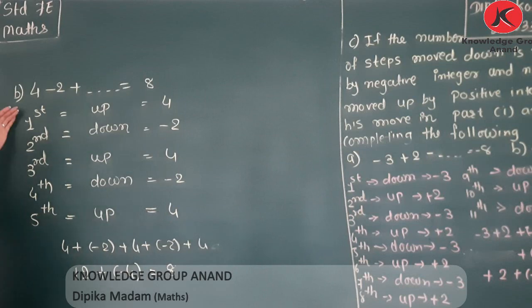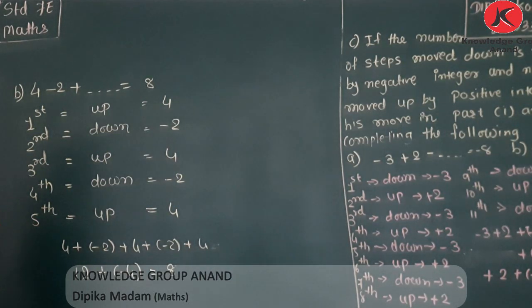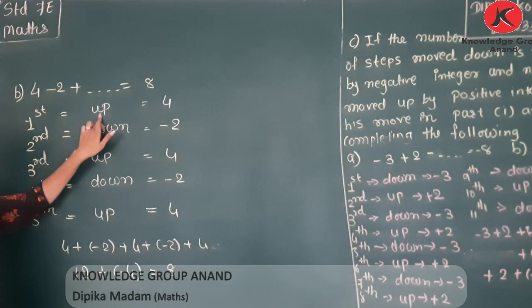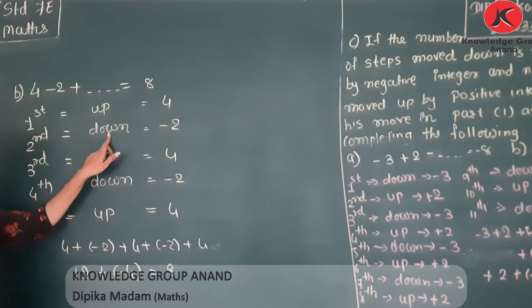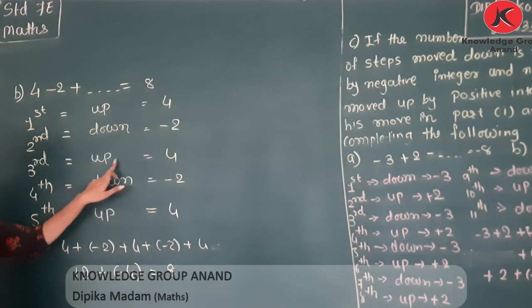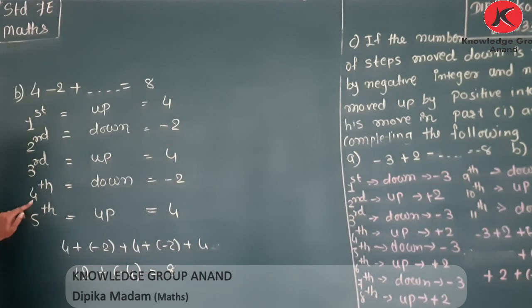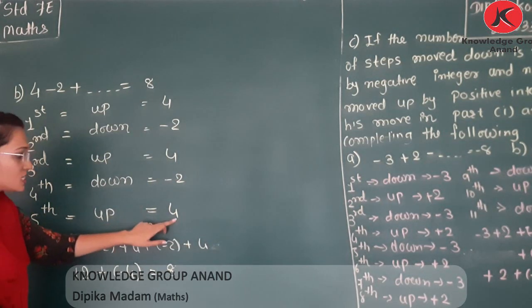So in total 5 jump he took. Okay, second part ma ketla jump lida? 5. So in a first jump 4 up, that is plus 4. In a second jump 2 step down, that is minus 2. In a third jump 4 step up plus 4. In a fourth jump 2 step down, that is minus 2. In a fifth jump 4 step up, that is plus 4.